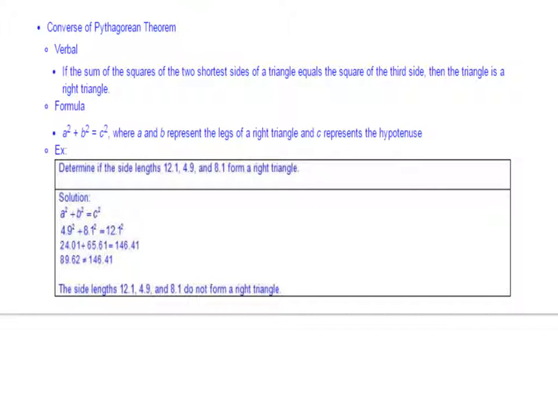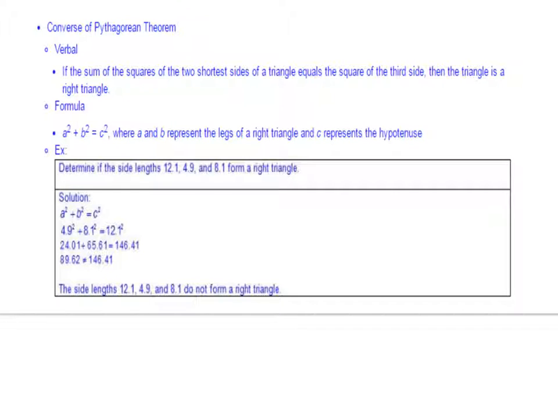So again, we talked about triples, so the very next thing we want to look at is the converse of the Pythagorean theorem. From a verbal standpoint, it says if the sum of the squares of two sides of a triangle equals the square of the third side, then the triangle is a right triangle. If the sum of the squares of the two shortest sides equals the square of the third side, then it's a right triangle using this particular formula.